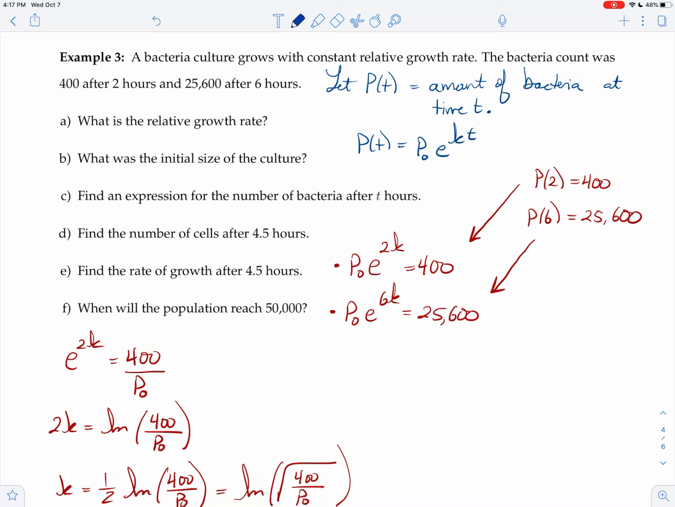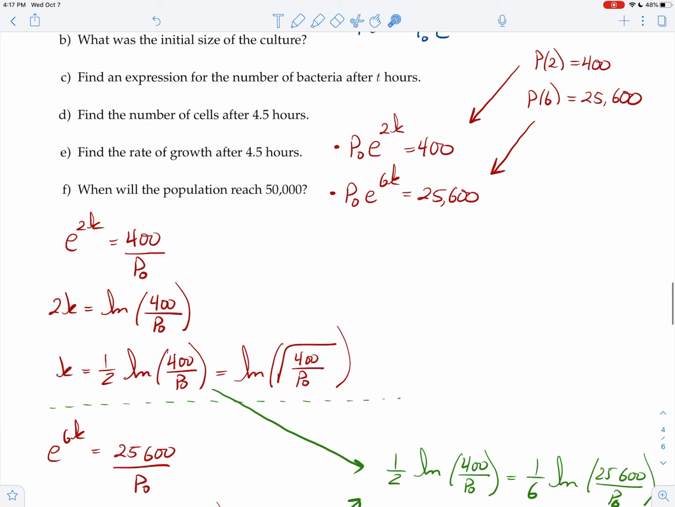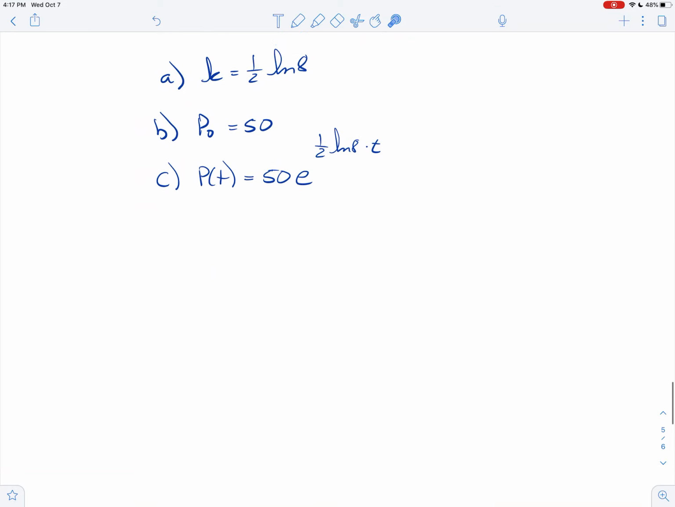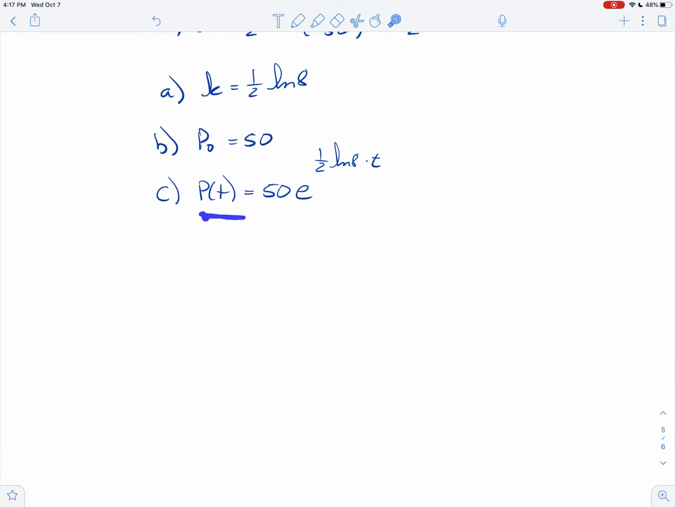All right, so we want to focus now on part D. We figured out A through C. Find the number of cells after 4.5 hours. Well, that shouldn't be too bad. We've got our formula for the population at any time, and so when we want to figure out what part D is, we just plug it in.